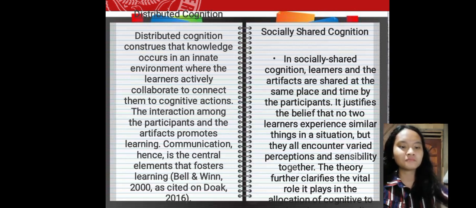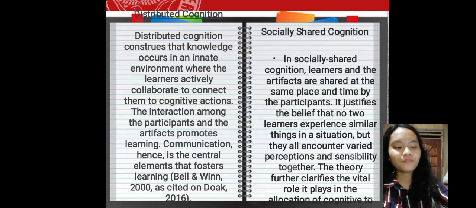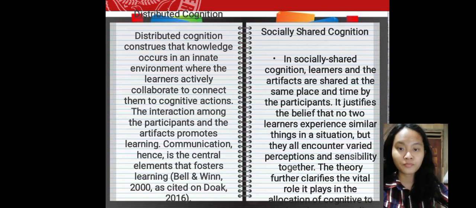So the theory further clarifies the vital role it plays in the allocation of cognitive to the learning community. So a shared cognition is where collective cognition or collective activity from individual group members has an impact on the overall group goals. So in shared cognition, knowledge is constructed via dialogic thinking in which ideas are shared and pondered in a group or a community.